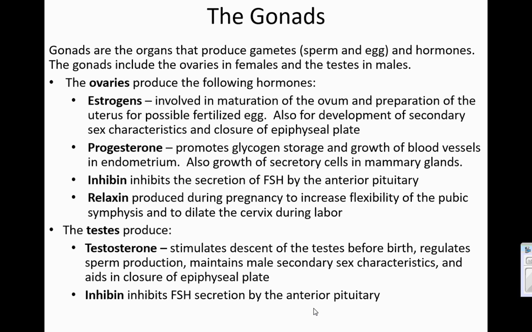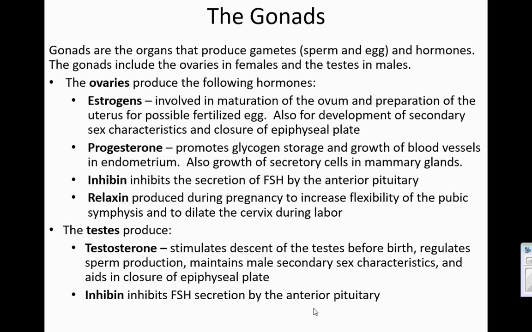They produce these hormones that are listed here. They also produce the gametes. Gametes are egg and sperm, sex cells. Okay. Females with their ovaries produce several types of estrogens.